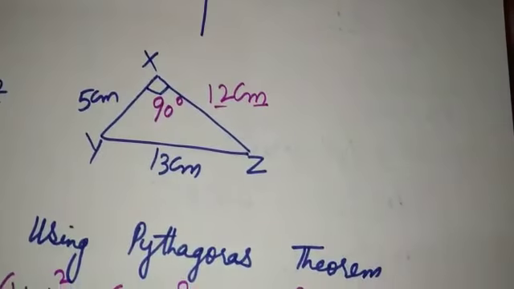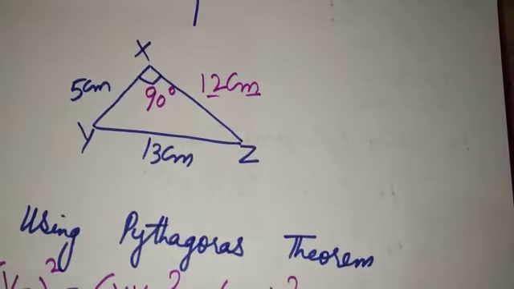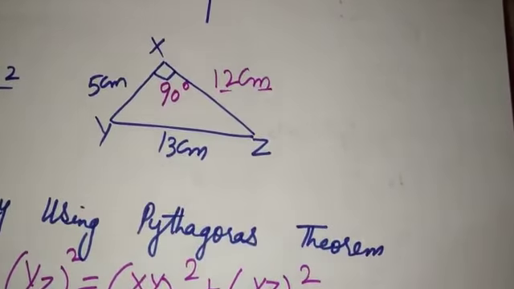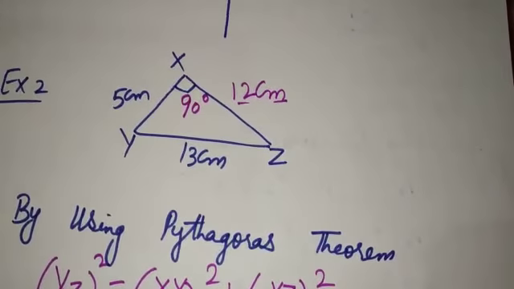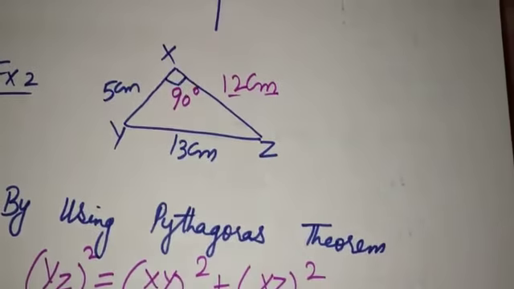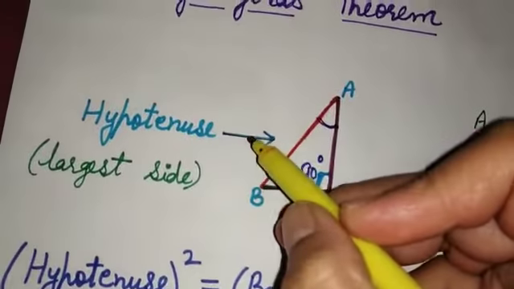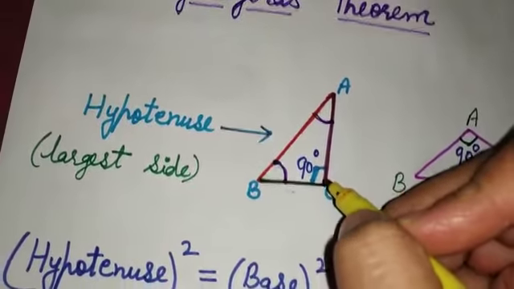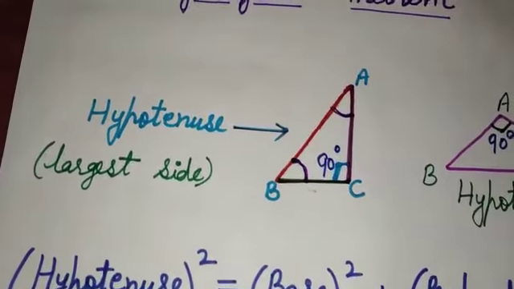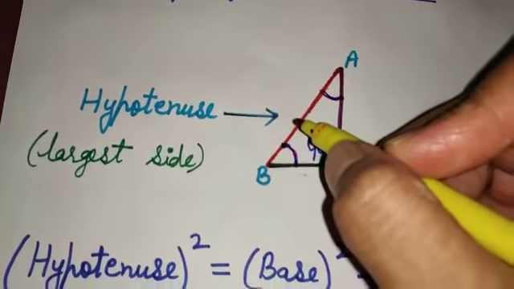Now by using Pythagoras theorem, if the lengths of any two sides are given, then we can find the length of the third unknown side. The important thing that we have to learn in Pythagoras theorem is that the side opposite to the right angle is the hypotenuse, and we can apply Pythagoras theorem for a right angle triangle only, not for any other triangle. And the side opposite to the right angle is the hypotenuse, that is the largest side of the triangle.